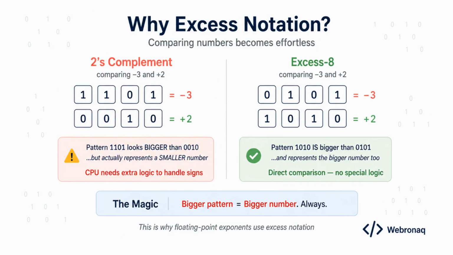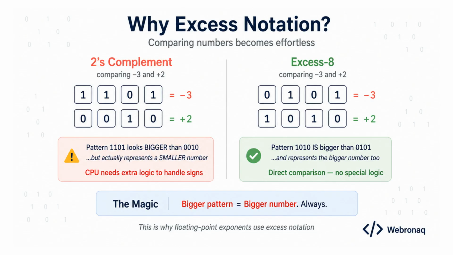That property is gold for hardware designers. It means the CPU can use the same circuit it uses to compare unsigned numbers, like array indices or memory addresses, to also compare signed values stored in excess notation. One comparator, every case. And this is exactly why the IEEE 754 floating point standard uses excess notation for the exponent of a float or double.